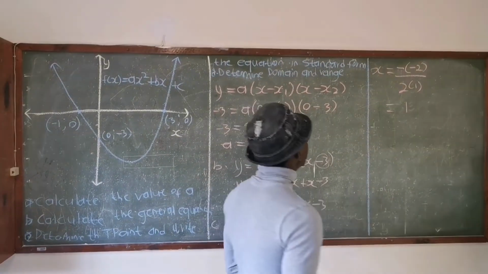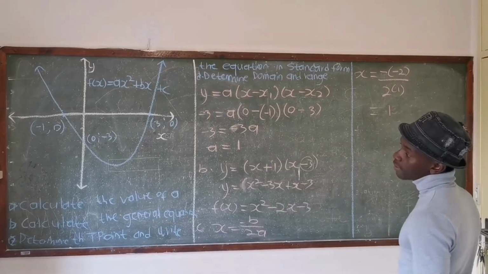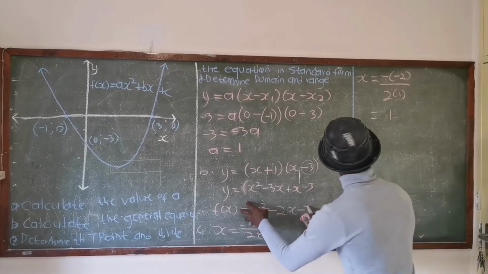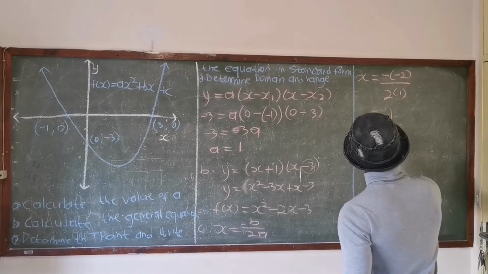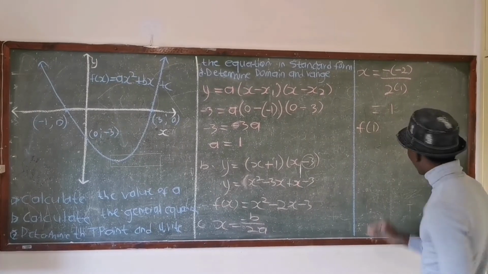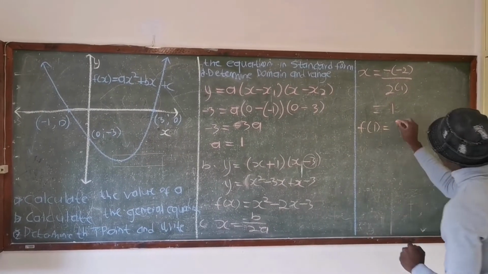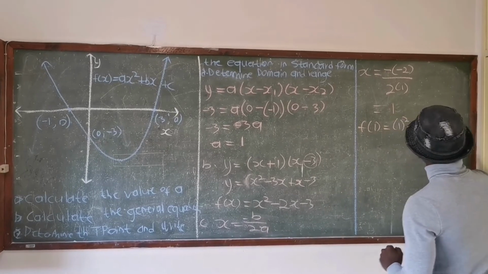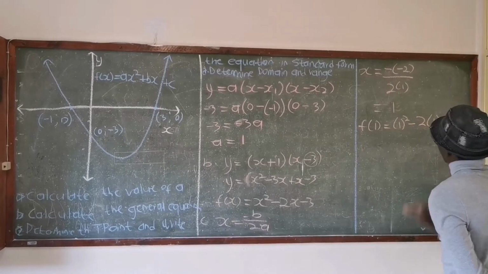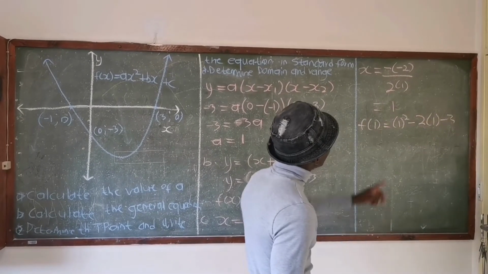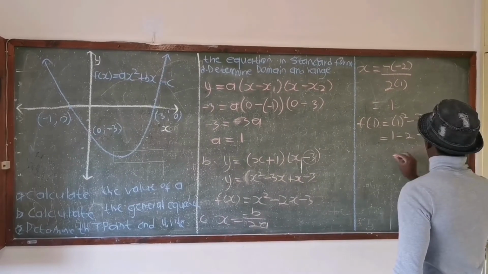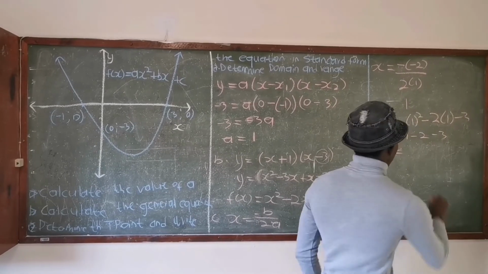Our answer is 1. So as you can see here, since we find the x value of the turning point, we're going to now substitute the x value into the general equation. So here we are substituting f into 1. So here is going to be 1 squared minus 2 into 1 minus 3. So here, as you can see, we have to calculate 1 minus 2 minus 3, which will be, as you can see, negative 4.